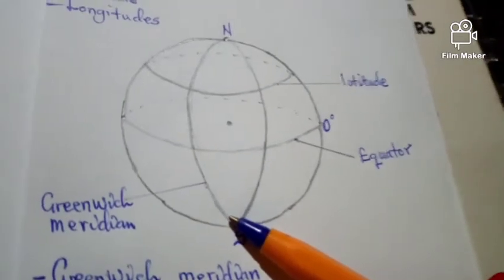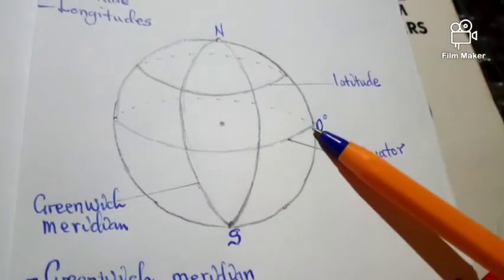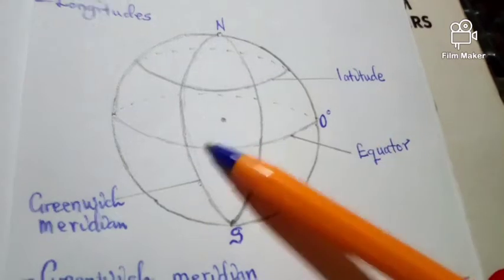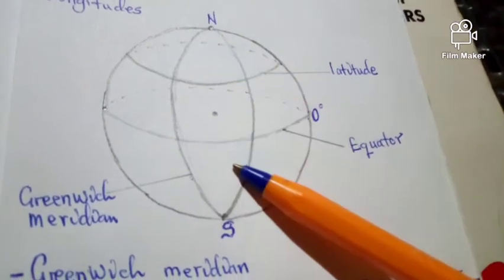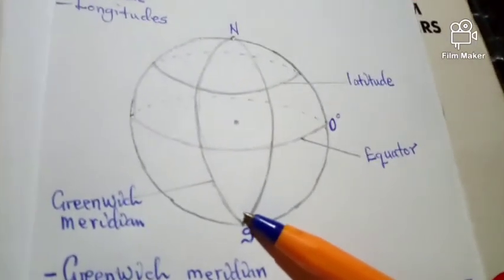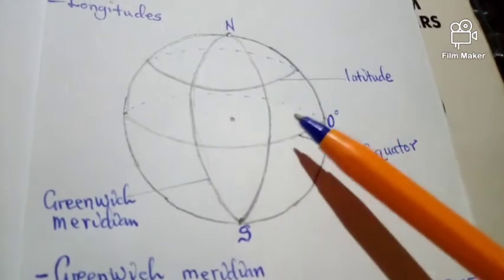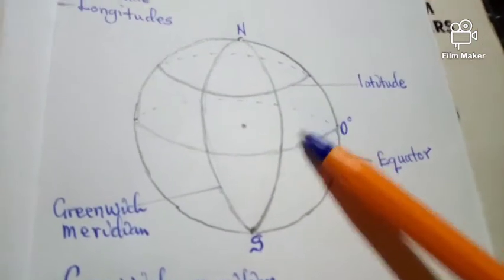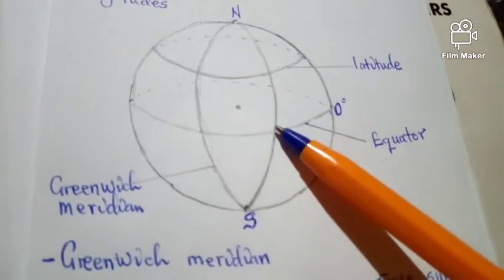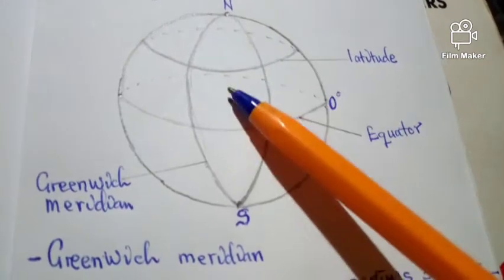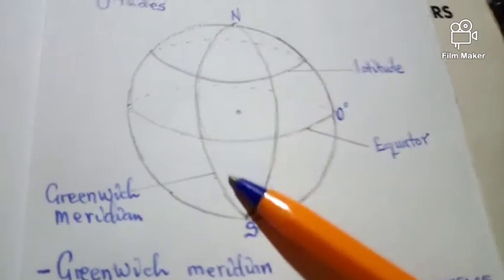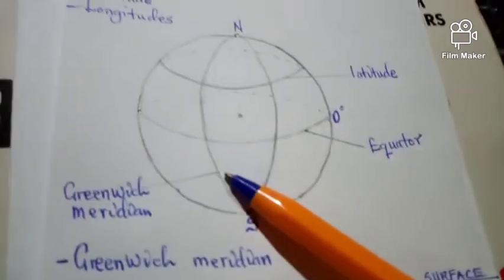I hope you understand. So the equator is 0 degrees. It divides the Earth into two hemispheres, the northern hemisphere and the southern hemisphere. Remember, those two hemispheres that I've mentioned, take note of those words. So we have the northern hemisphere and the southern hemisphere. We're going to use those hemispheres later.